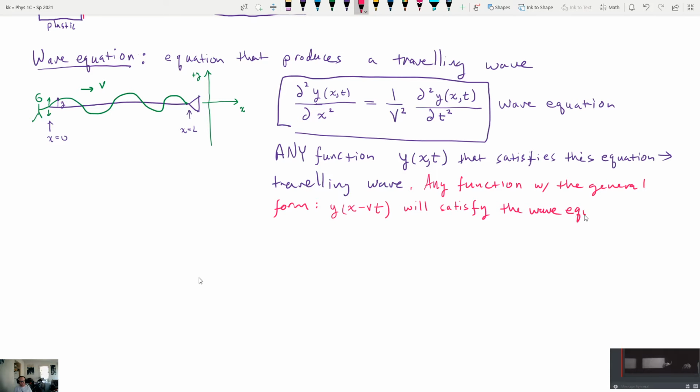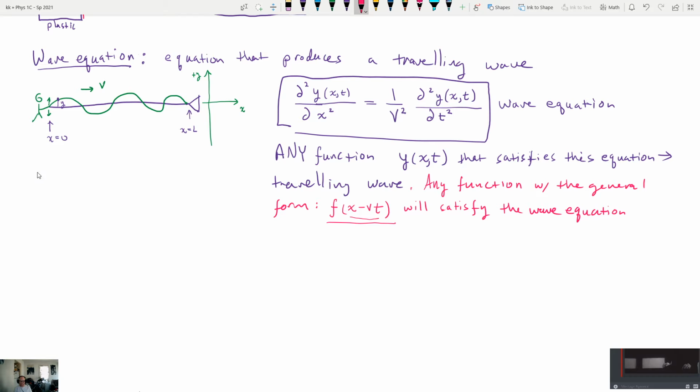And maybe I should write it in a slightly different way. Any function, instead of using y right here, I'll just do f. Any function of x minus vt, like this, will automatically satisfy this equation. So this represents the y-coordinate of a string. It is some function of x and t, and what I'm saying is as long as your function has this quantity inside of it, it will automatically satisfy the equation, okay? And it can be any function, okay?